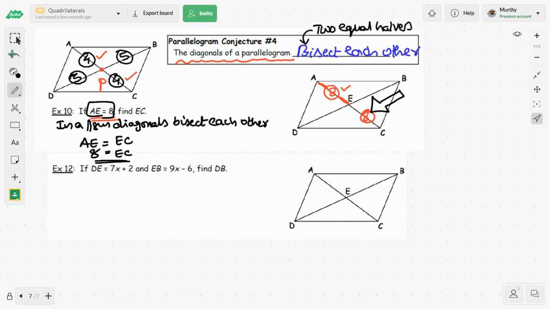Now going to the next question. DE is given as 7x plus 2 and EB is given as 9x minus 6. So let's see where DE is. DE is this one and EB is this one. Oh my gosh, it's the same. So I know that point E bisects AC and BD, and I know that DE equals EB. But as I mentioned before, you have to justify your answer all the time.